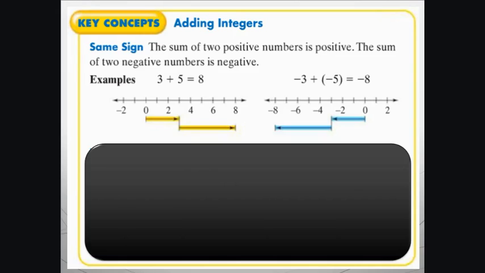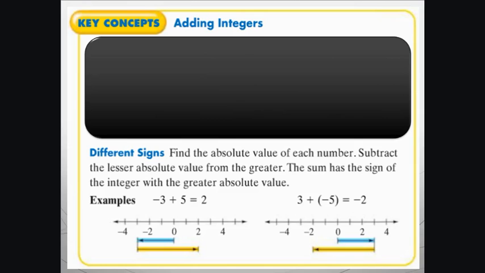Next, let's talk about when we're adding integers with different signs. When adding integers, we find the absolute value of each number. And we're going to subtract the lesser absolute value from the bigger number. The sum has the same sign of the integer with the greater absolute value.